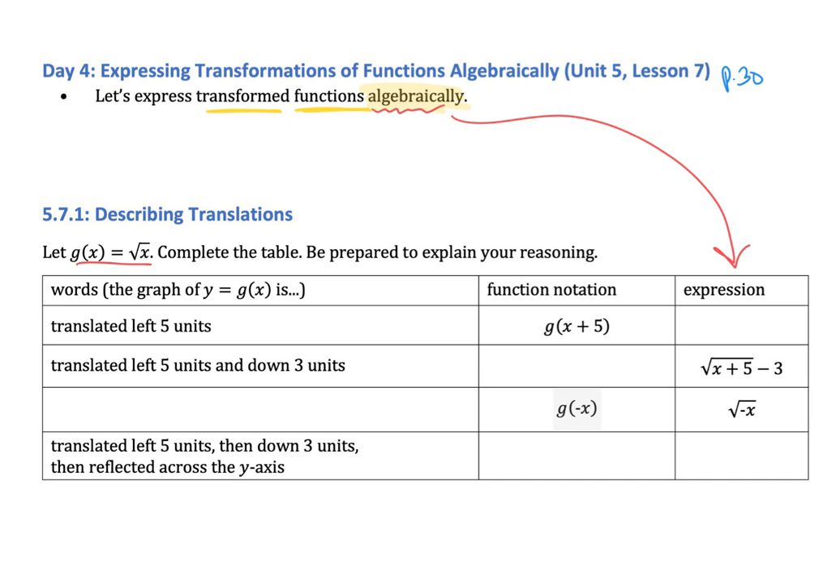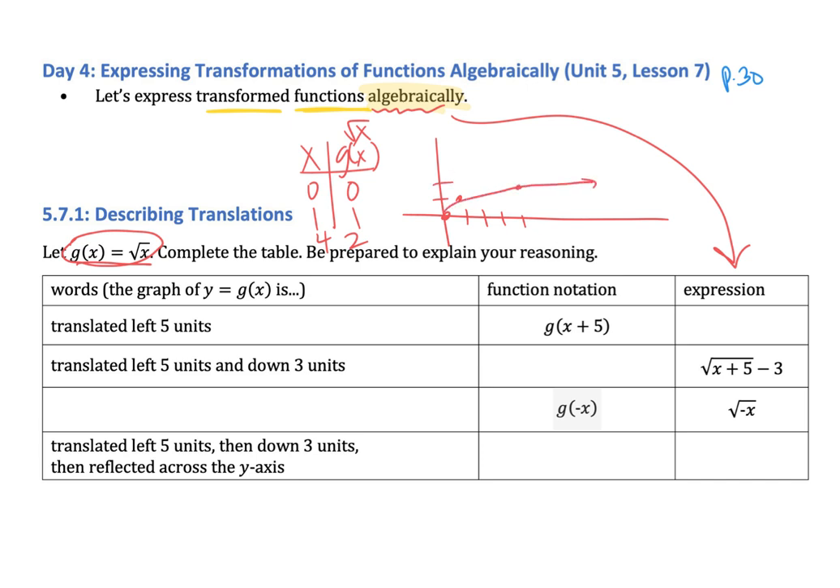So it says complete the table below to describe. We're going to start with the description of the translations. Then you're going to write that in function notation, and then you are going to take this parent function. This right here is called the parent function, the square root of x, which looks like this, right? If g of x equals the square root of x, then when you plug in 0, you get 0. When you plug in 1, the square root of 1 is 1. When you plug in 4, the square root of 4 is 2. So remember, it looks something like this. That's the square root of x function.